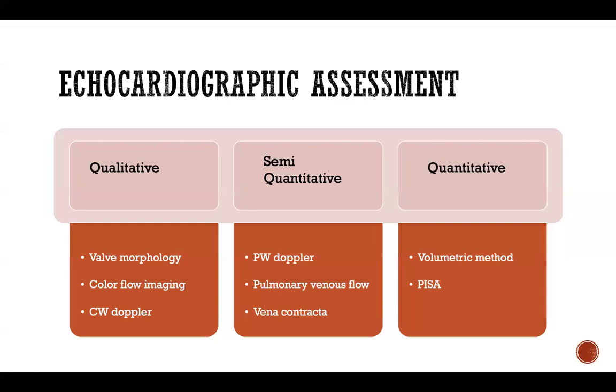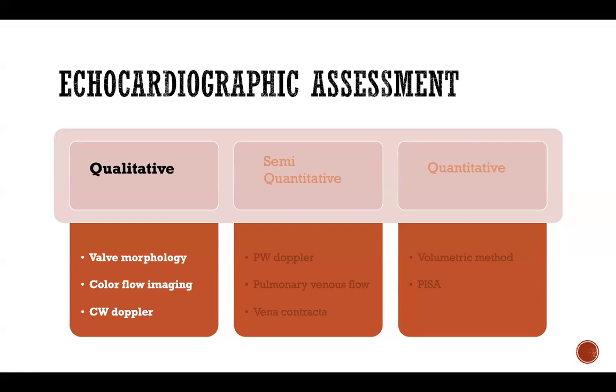So in the echocardiographic assessment, we have 3 main categories that we assess. The first category is the qualitative measures that we use to assess the MR, then semi-quantitative or quantitative measures.